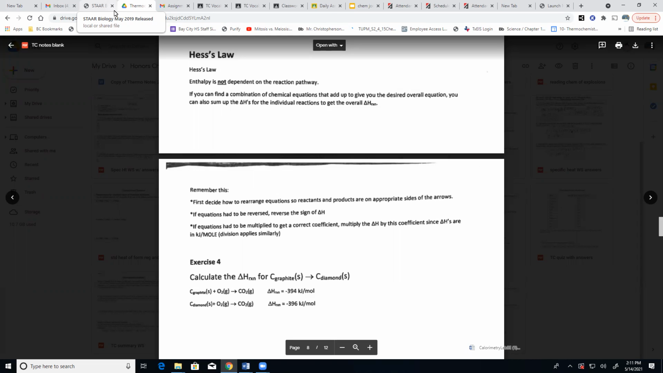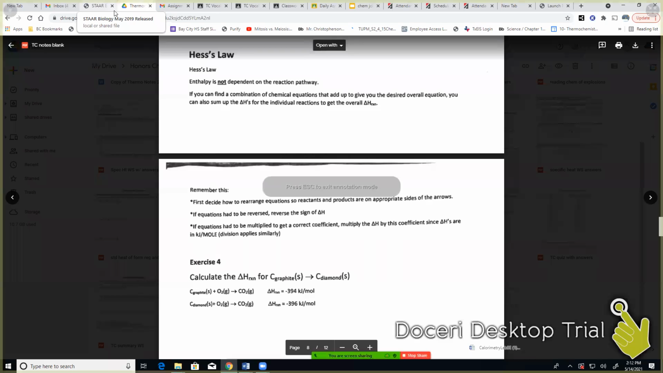All right, so that's what we're going to be looking at. And we're going to see if we can't rearrange the equations that we know and the delta H's that we know along with them to get a delta H for the reaction that we're really interested in. Sounds a whole lot worse than it is, I promise y'all.